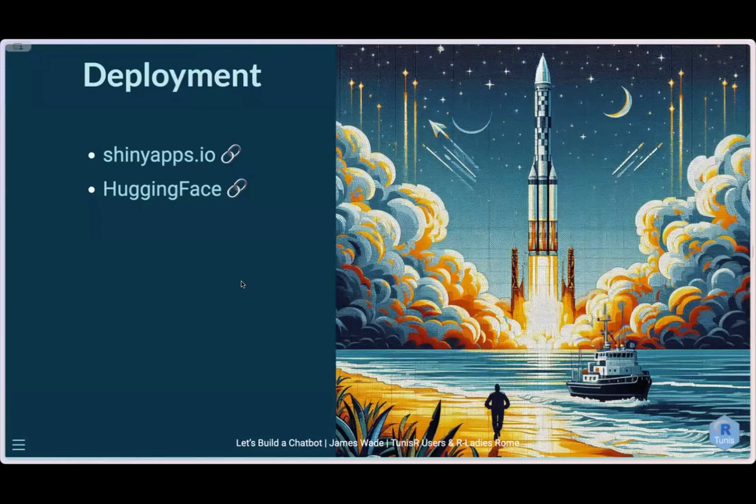Okay, so shinyapps.io, Hugging Face, and then Posit Connect. If you have access to Posit Connect, this is far and away the easiest one. This is the one you should use. Ignore the other two. If you don't have Posit Connect, encourage your employer to buy it because it's fantastic. I use it every day. I literally make probably three or four deployments a week just because of how easy it is to put stuff up there. It's really a great tool.